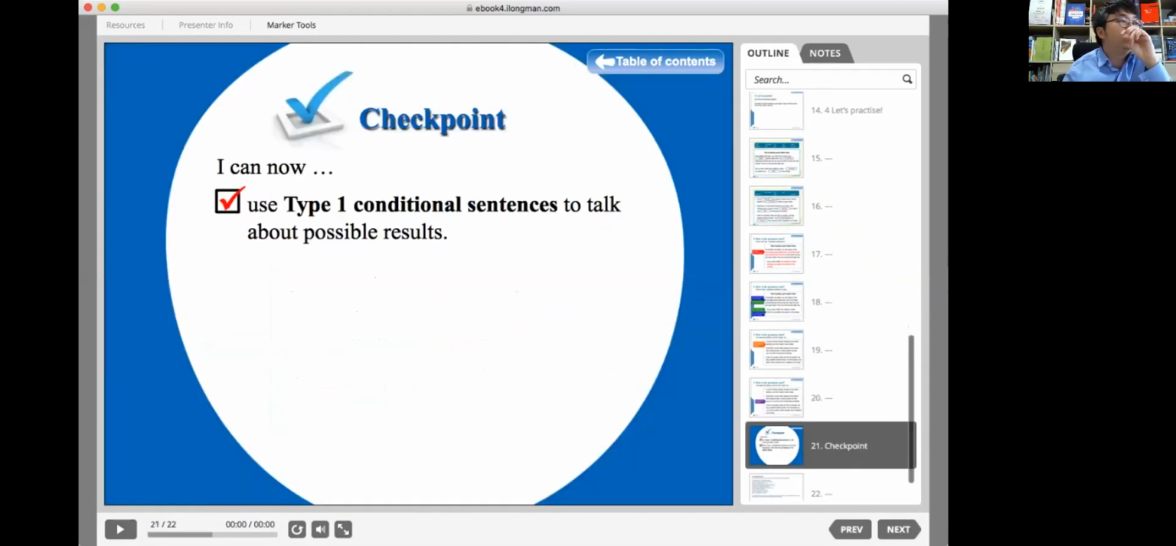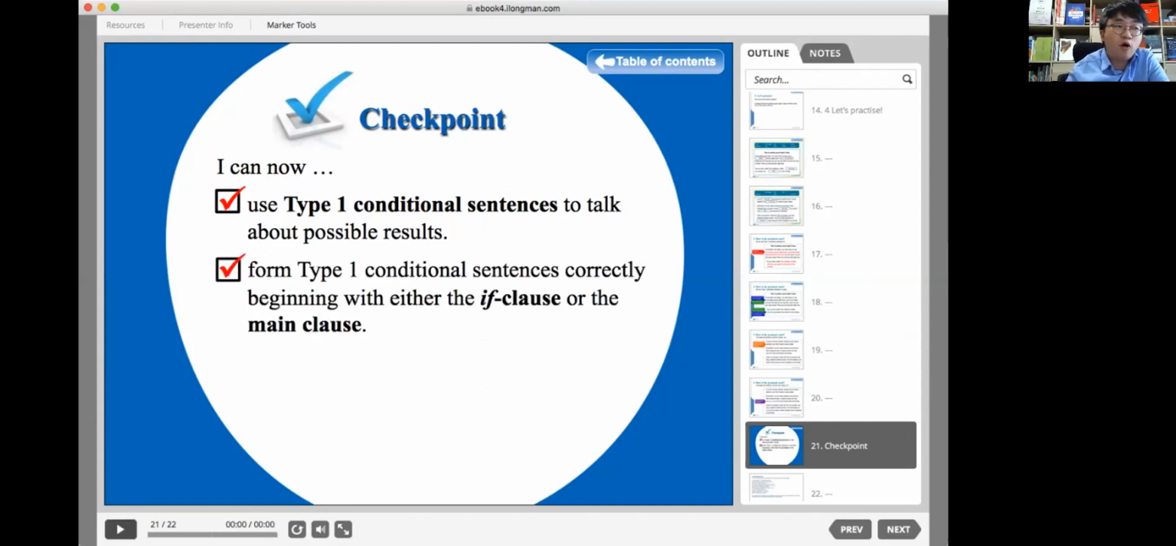All right. So after today's lesson, I hope you know how to use type 1 conditional sentences to talk about possible results, and you still remember the difference between type 0 conditional sentences and type 1 conditional sentences. And also, you can form type 1 conditional sentences correctly, beginning with either the if clause or the when clause, because you know that you can swap the positions.